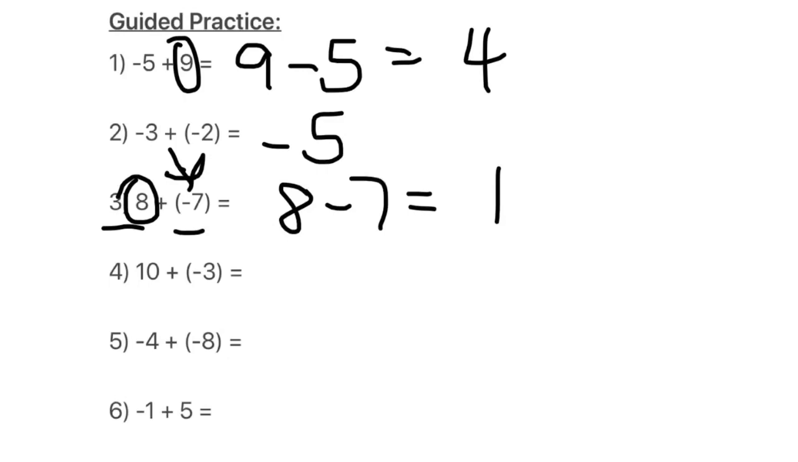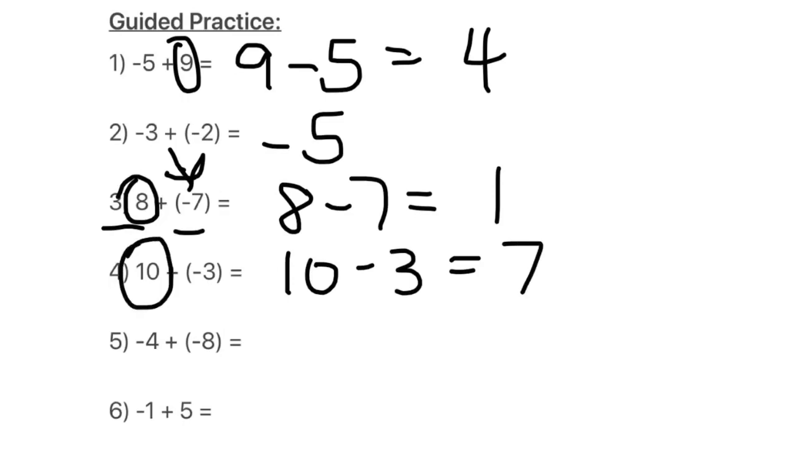So again, we have 1 positive and 1 negative number. So you're going to take the absolute value of each, 10 and 3, and subtract the smaller number from the larger number. 10 minus 3 is 7. The larger number is 10, and 10 is positive, so my answer is +7.